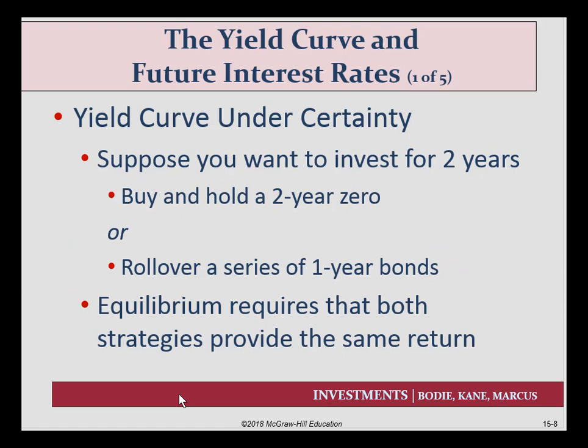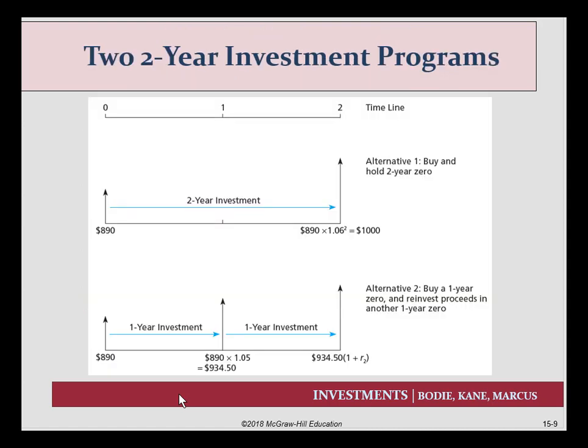But let's think about a yield curve under certainty. We know exactly what's going to happen in the future, right? So if you wanted to invest for 2 years, you could either buy and hold a 2-year zero coupon bond, or you could roll over a series of 1-year bonds. In equilibrium, those two investments, since they're exactly the same type of investment, except one's a 2-year and one's two 1-years, have to have the same return under the law of one price.